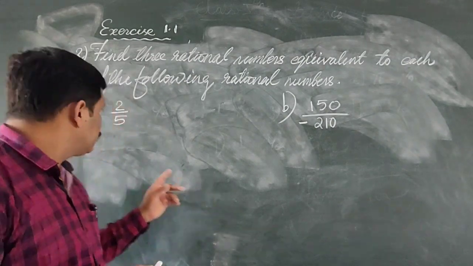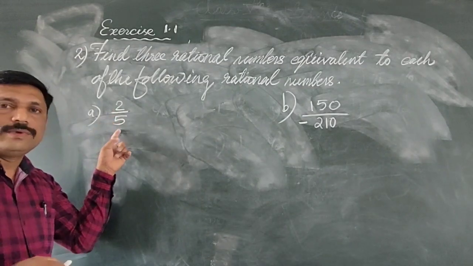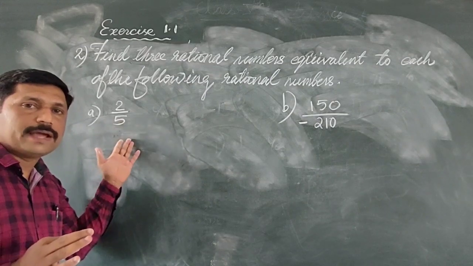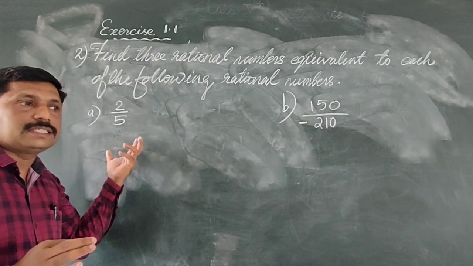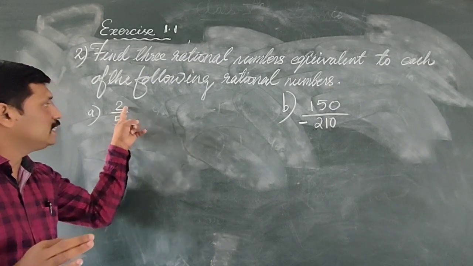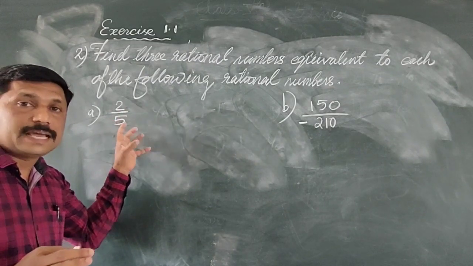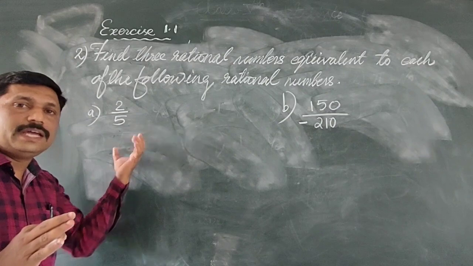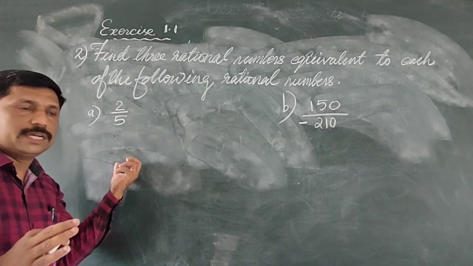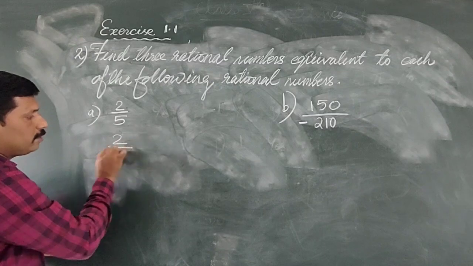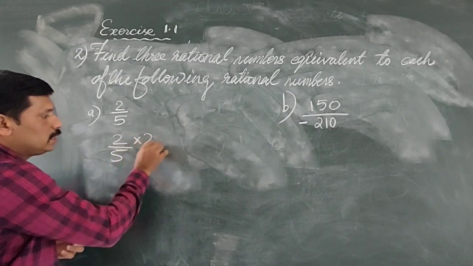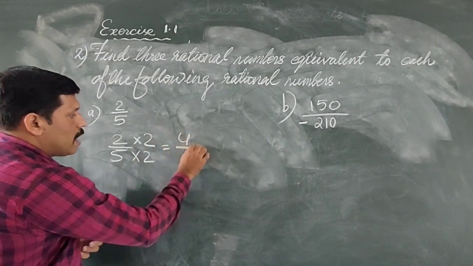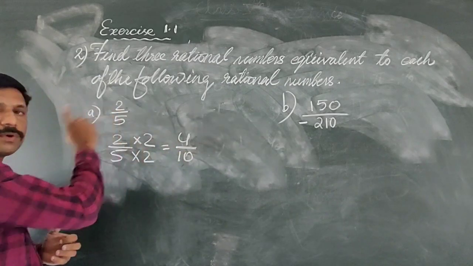So look at the first question here. The first question is 2 upon 5. We have to find 3 equivalent rational numbers of this 2 upon 5. How? We multiply this rational number, means its numerator and denominator, by the same number. How many numbers do we need? We need 3, so we multiply by 3 numbers. First of all, we multiply both numerator and denominator by 2. Then we get 4 upon 10. This is one equivalent rational number of 2 upon 5.